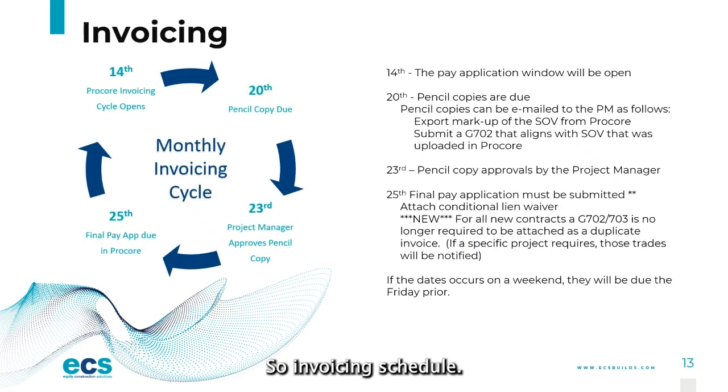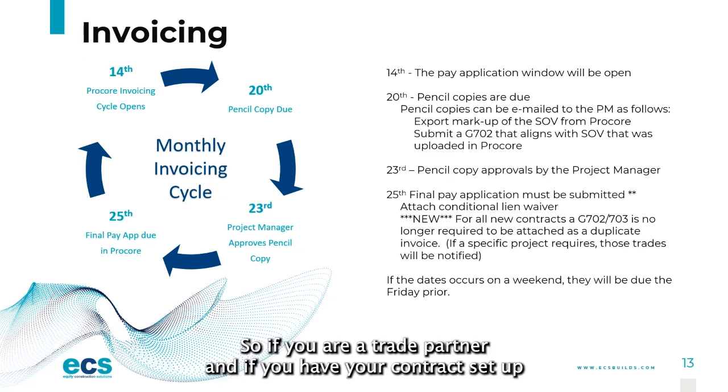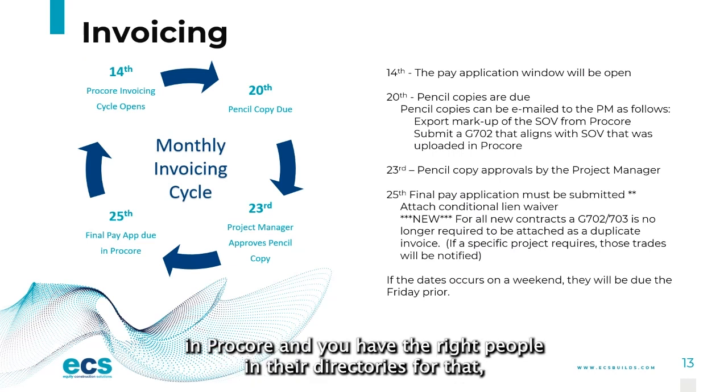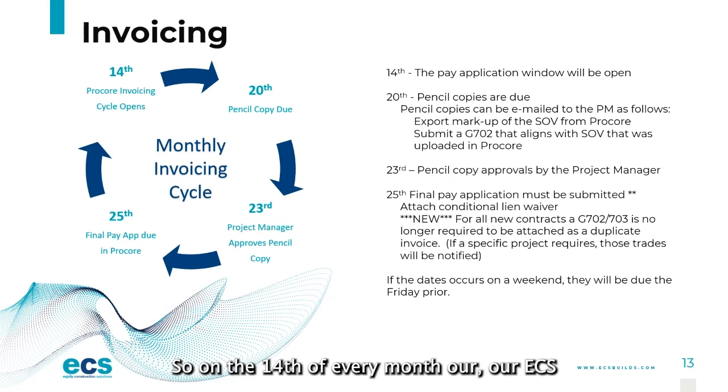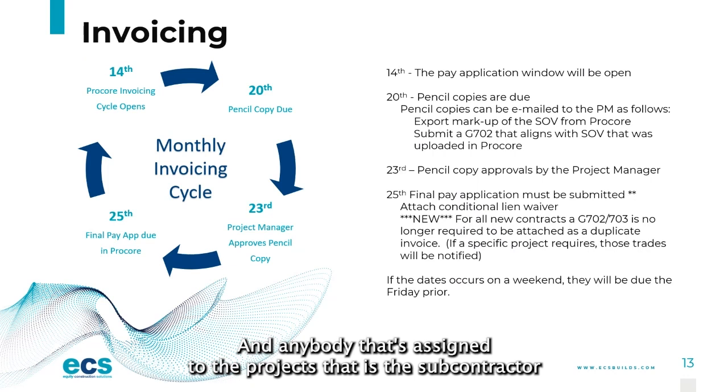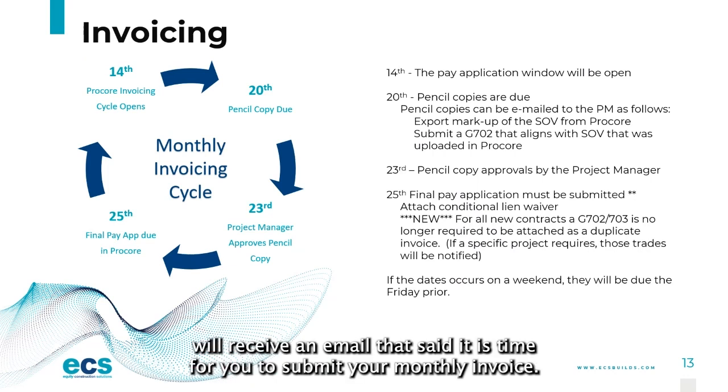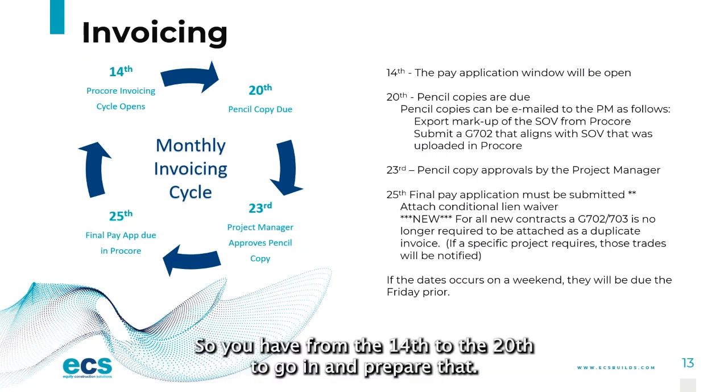So, invoicing schedule. The invoicing schedule is very critical. If you are a trade partner and you have your contract set up in Procore and you have the right people in the directories for that, the payment window, the invoice window, will open on the 14th. So on the 14th of every month, our ECS staff will open up that invoice window, and anybody assigned to the projects, that is the subcontractor, will receive an email that says it is time for you to submit your monthly invoice. So you have from the 14th to the 20th to go in and prepare what we call that pencil copy.